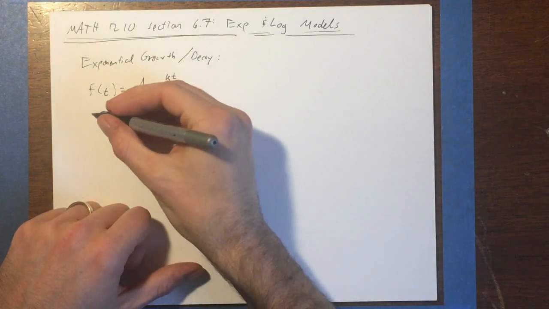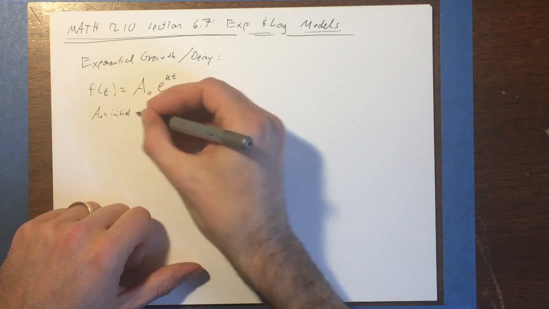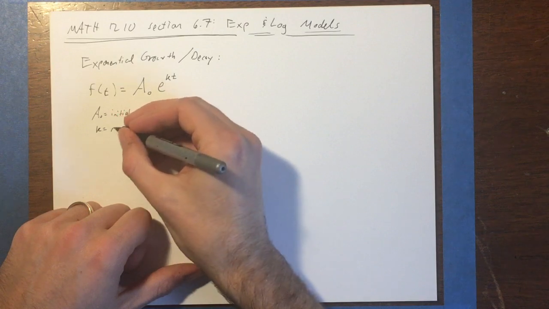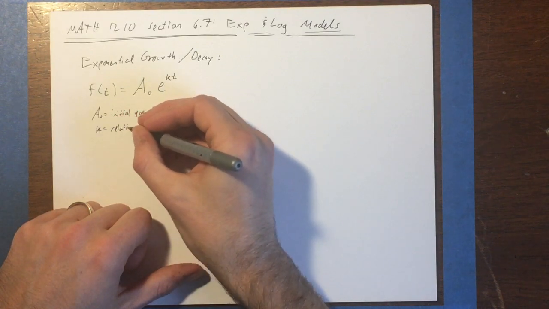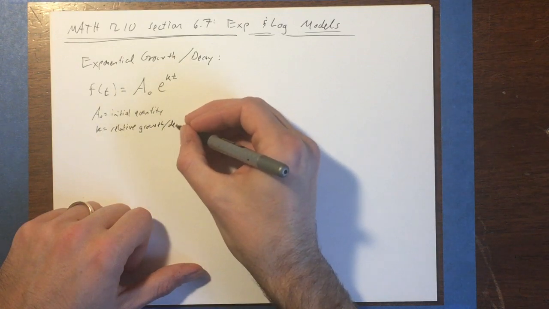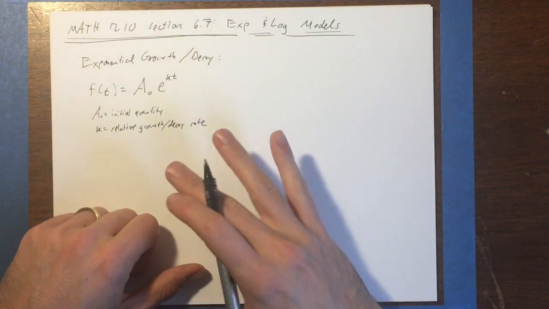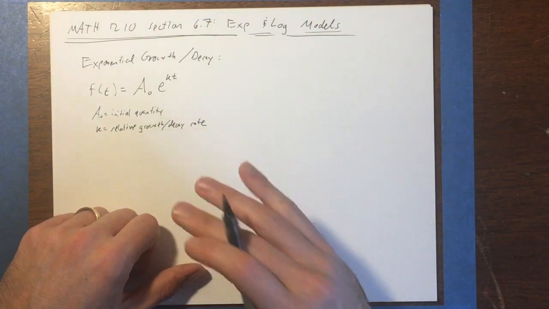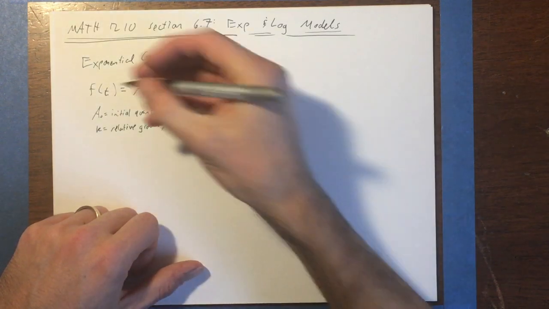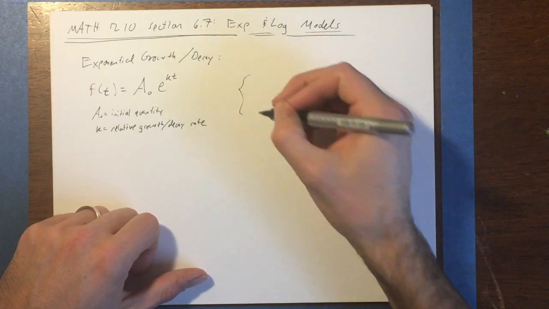So in this model, a0 equals the initial quantity, and k equals the relative growth rate or decay rate, depending on the value. By the way, this is exactly the same thing as PERT, P e to the rt. It's just that in this section, different letters are chosen to represent the parts of the equation. Okay, so we break this down into two cases.